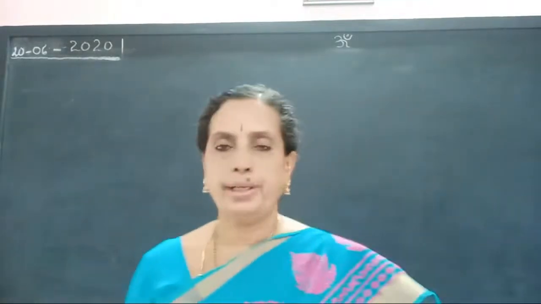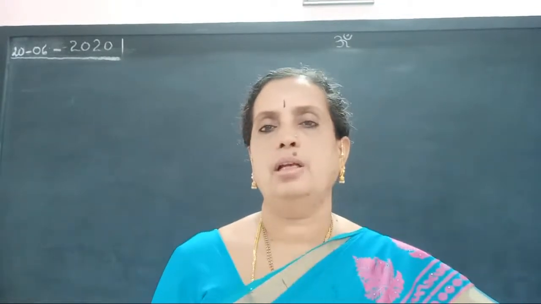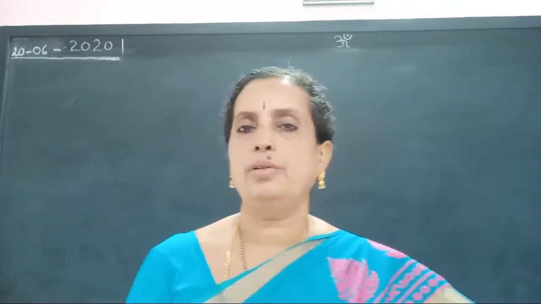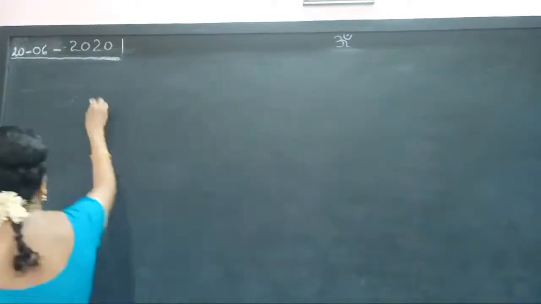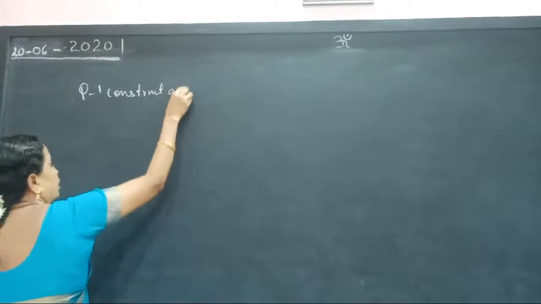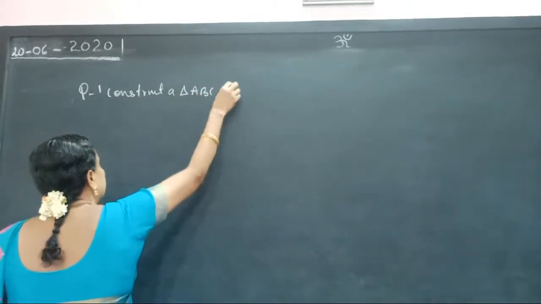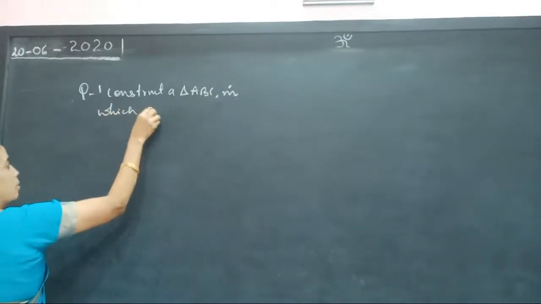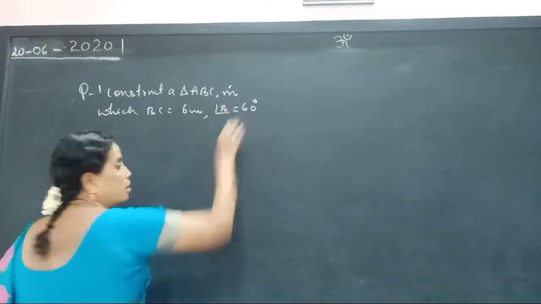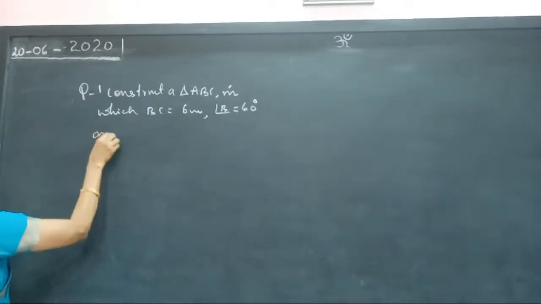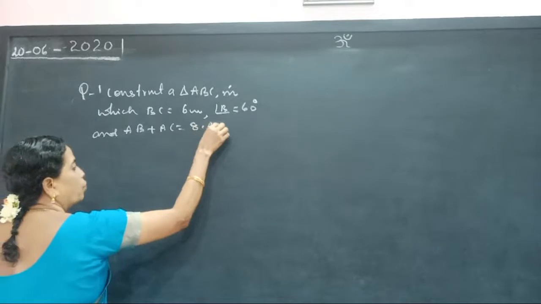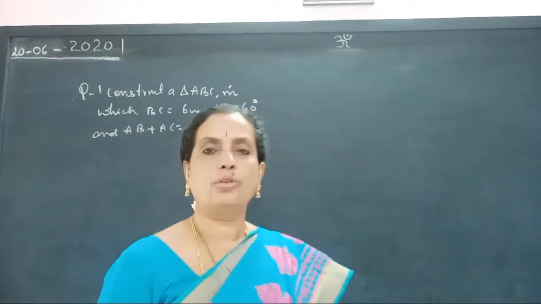Now, before moving to the next topic, again I will do yesterday's construction: construction of a triangle where base, angle, and sum of its two sides are given. Take down the question. Question number 1. Construct a triangle ABC in which BC equals 6 centimeter and angle B equals 60 degree and AB plus AC equals 8.4 centimeter.